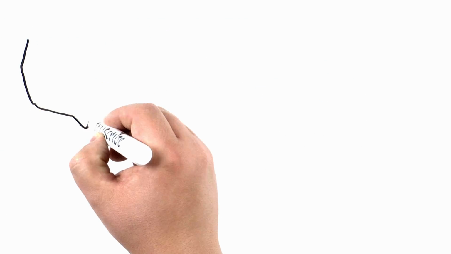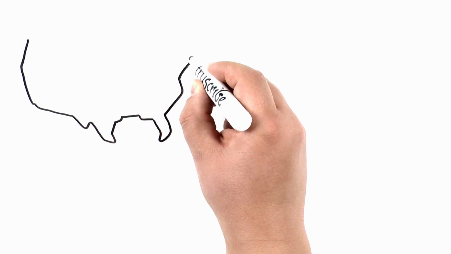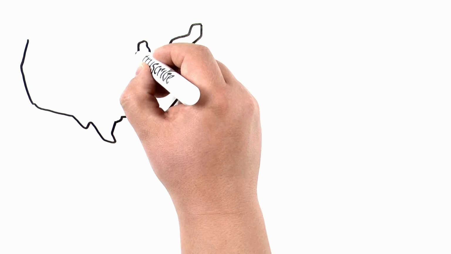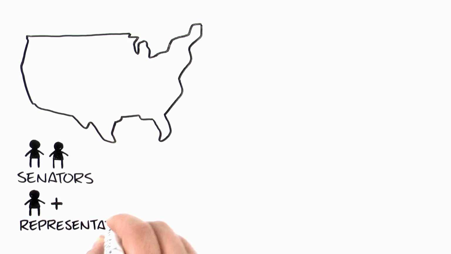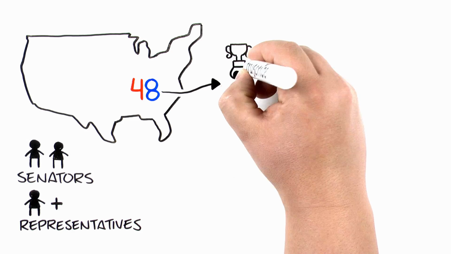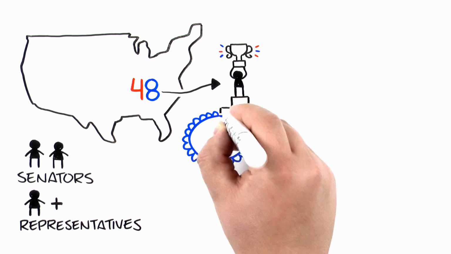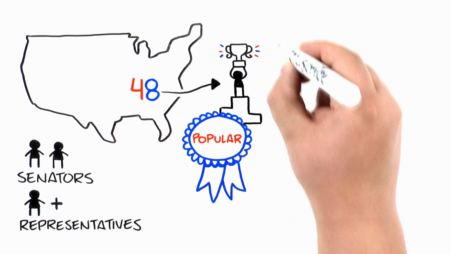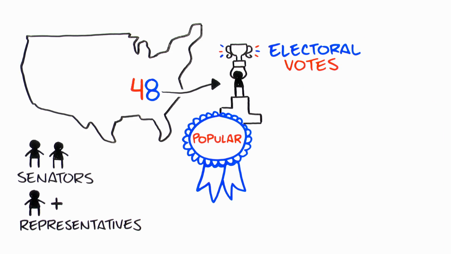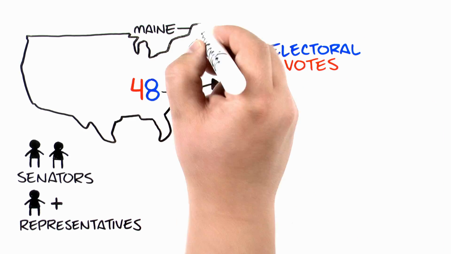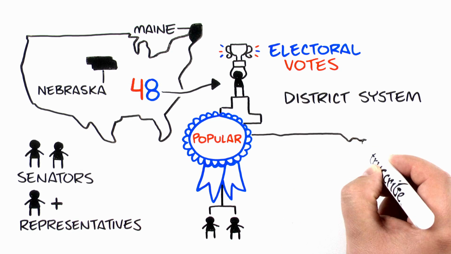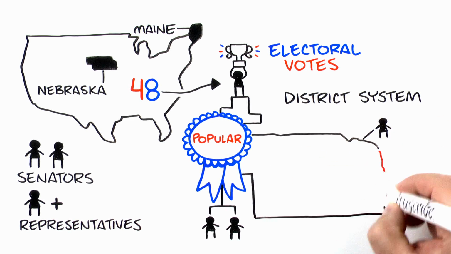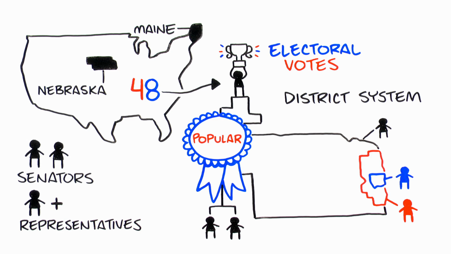How is the number of each state's presidential electors determined, and how are they chosen? The number of electors in each state is the total of the two senators, plus the number of representatives. 48 states use a winner-take-all system, so the candidate that wins the popular vote then wins the total number of electoral votes in that state. There are two exceptions. Maine and Nebraska use the district system, with 2 electors for the winner of the statewide popular vote, and 1 elector for the winner of the popular vote in each congressional district.